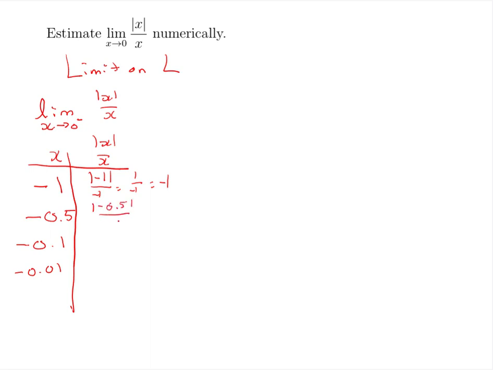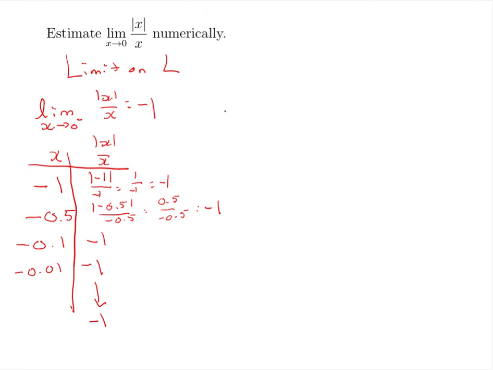The absolute value of -0.5 over -0.5 is going to be +0.5 over -0.5, because the absolute value takes the negative away. That's a number divided by itself, but it's negative, so it's -1. And here we're going to get the same thing. The absolute value on the top is going to strip away the negative sign, so it's going to be positive over a negative, so it's -1 and -1. These are all going to end up being -1. So we could say that the limit on the left is -1.